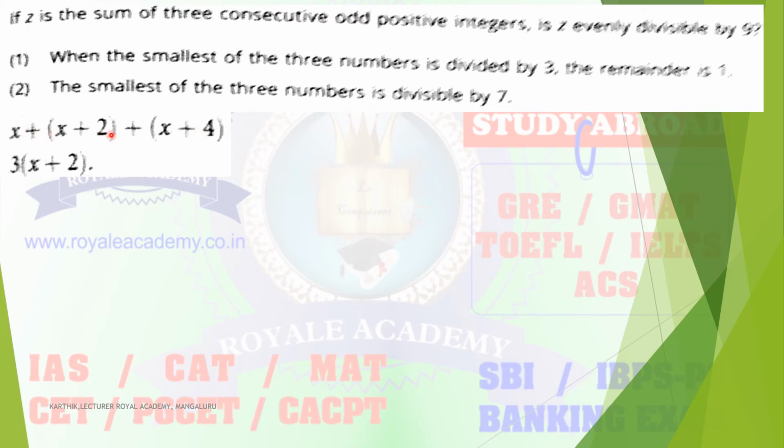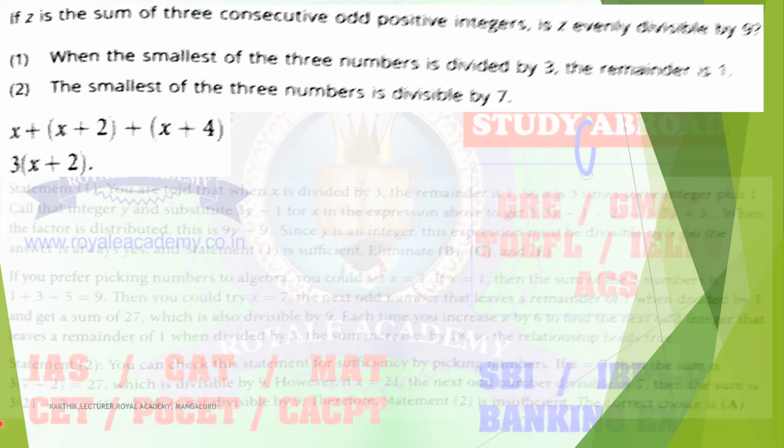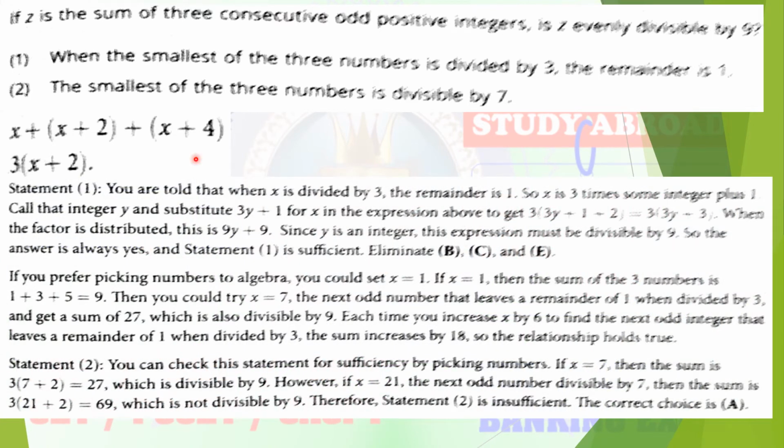That is the summation of odd integers. Total how many x is there? 3x. Along with that, 2 plus 4, 6. So 3x plus 6. While simplifying, you will get 3 bracket x plus 2. That is the final expression, which is an odd positive integer sum.